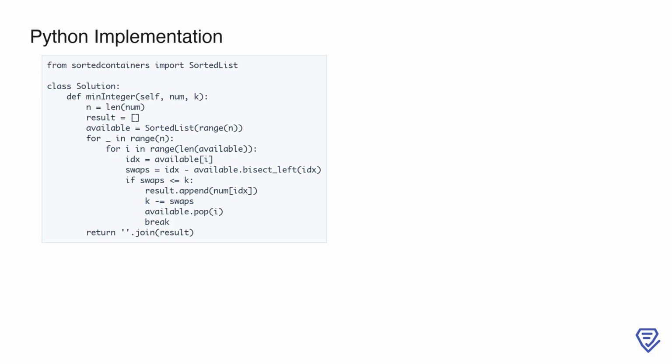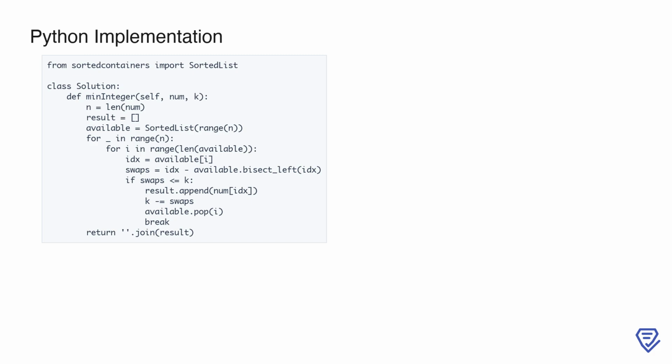This code defines a function min_integer that finds the smallest integer possible from the input string number after performing at most k adjacent swaps. The solution employs a greedy strategy combined with the use of a SortedList from the sortedcontainers module to efficiently manage indices and calculate the number of swaps required to move the smallest digit to its desired position. 1. Initialization. The available list keeps track of the indices of the digits in number. The SortedList ensures efficient operations like insertion, deletion, and binary search.